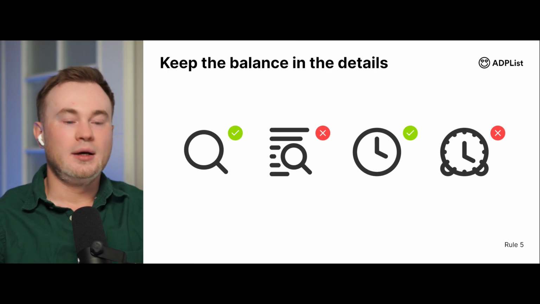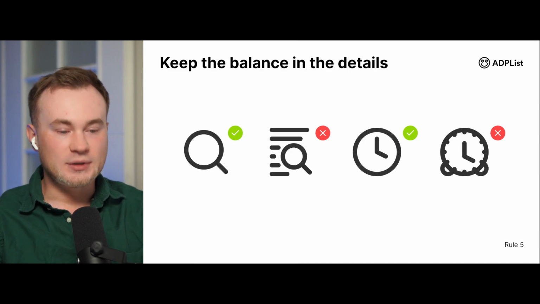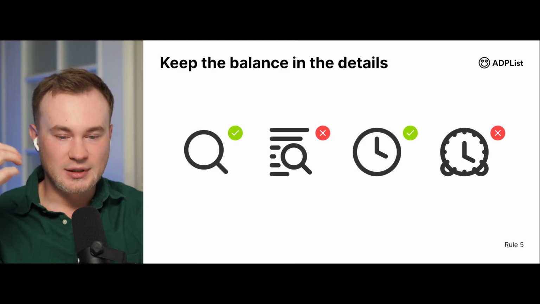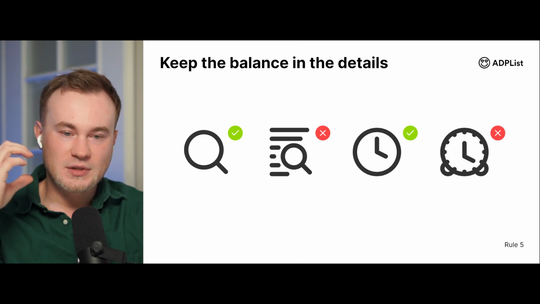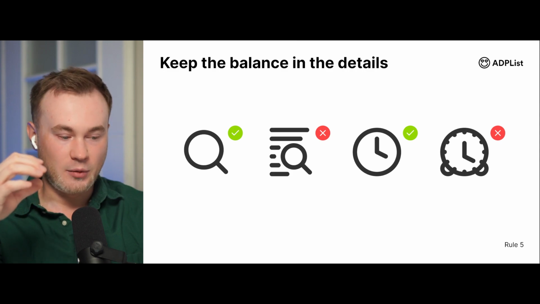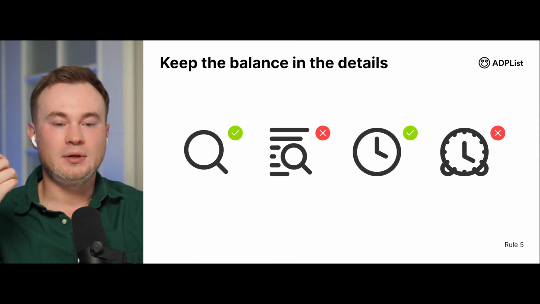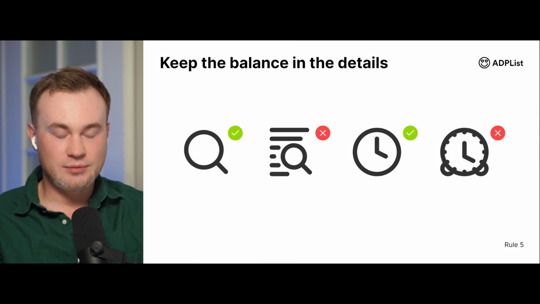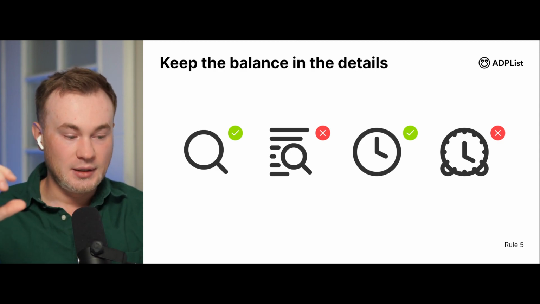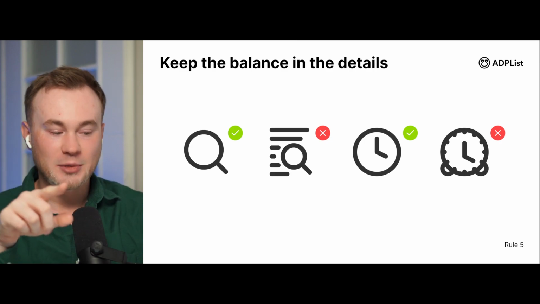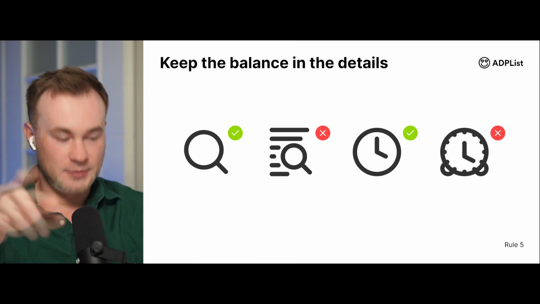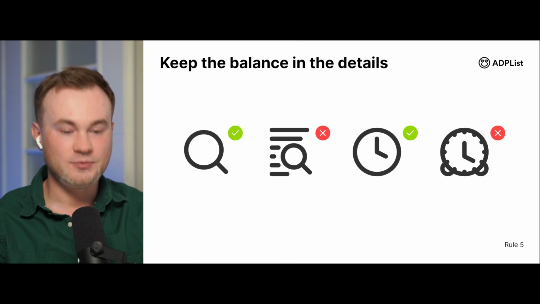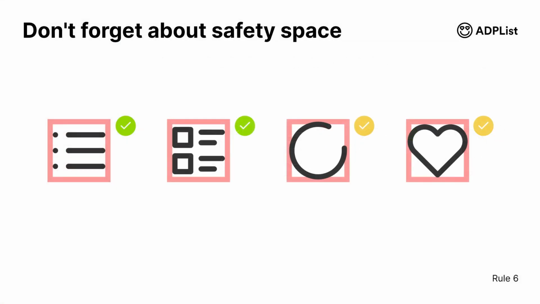So in a product, to keep it consistent, you should keep the same amount of details everywhere. How can you deal with that? You can just put your icons in a line and see, okay, this icon is a little bit heavier than the other one. Let's reduce the number of details, just to try it.